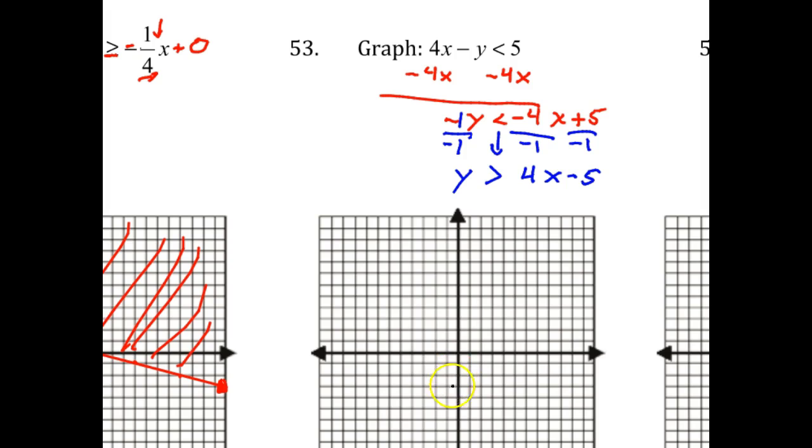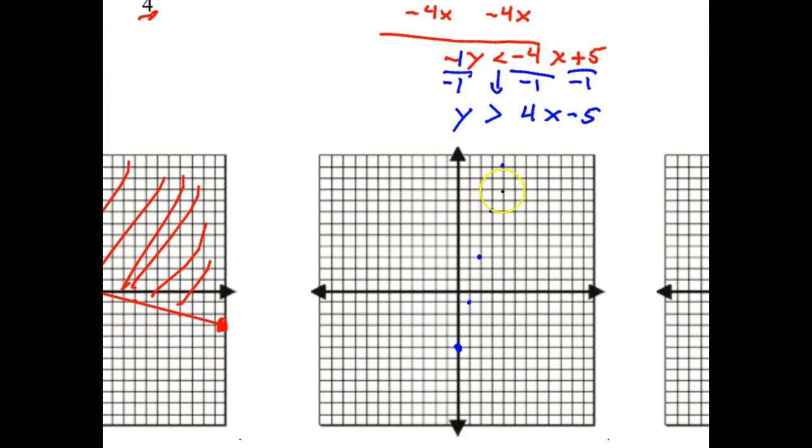Down 1, 2, 3, 4, 5. Up 4, right 1. Up 4, right 1. Okay, we're going to have a dotted line. There's no equal to, and it's shaded above. Okay, so greater than is above, so I just go anywhere on the line, go up, and shade that side.